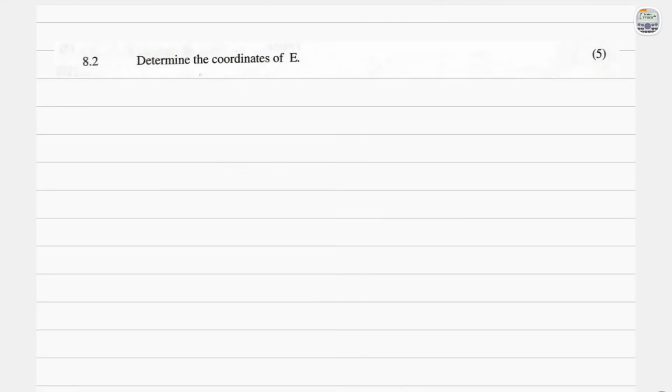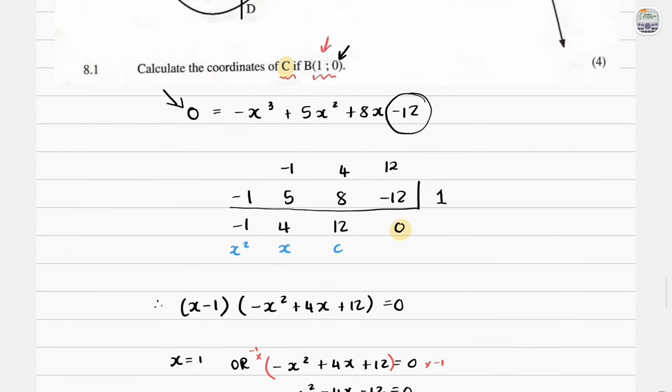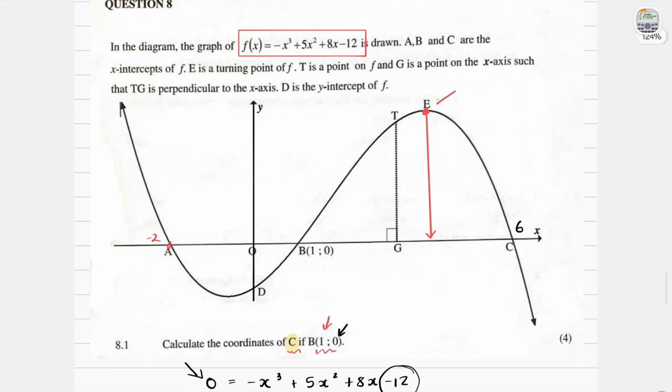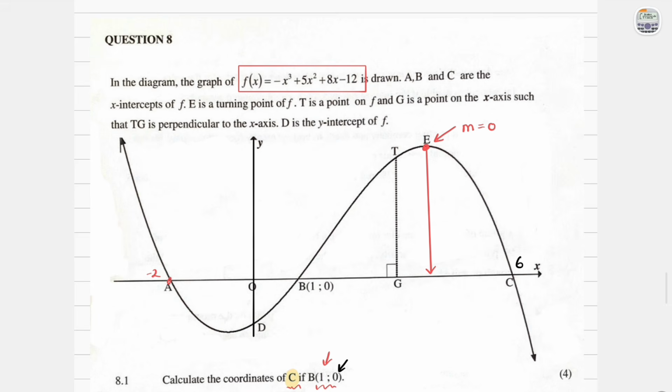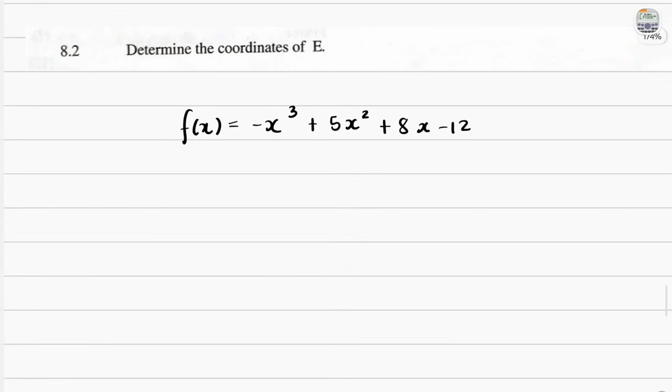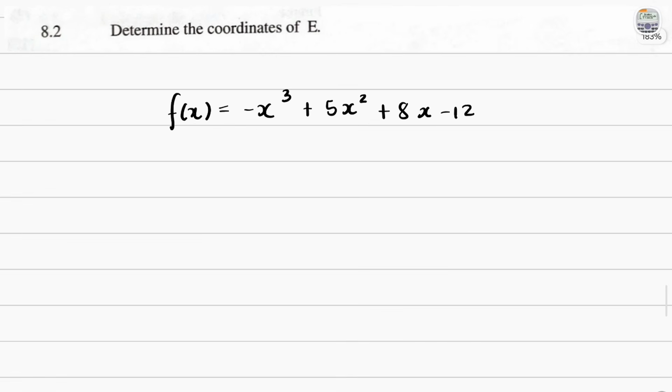Question 8.2 says, determine the coordinates of E. So as we can see, E is one of the turning points. Okay, so the one with the positive x value. So to find the turning point, remember that this is the point where the gradient of this function is equal to 0. So that's what we're going to use. So let's go ahead and find the gradient of our function. We'll rewrite our function first, and we'll find the gradient of this function.